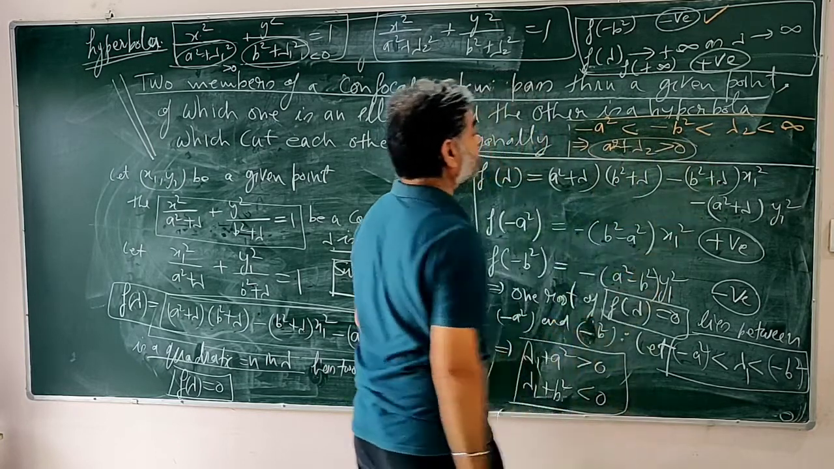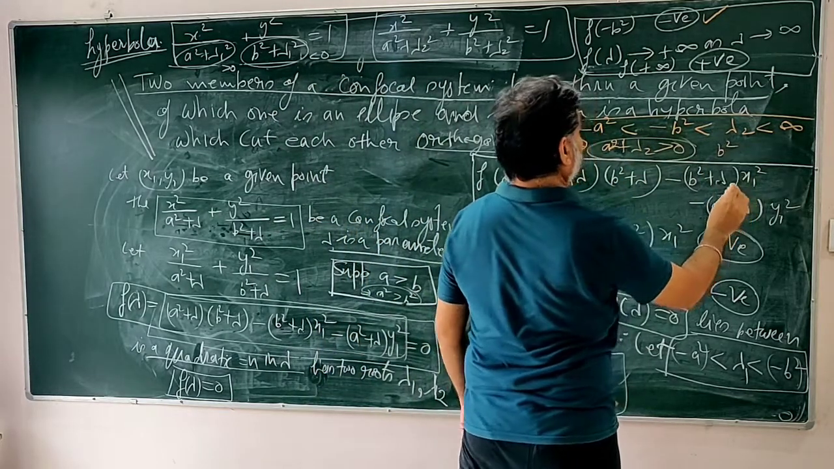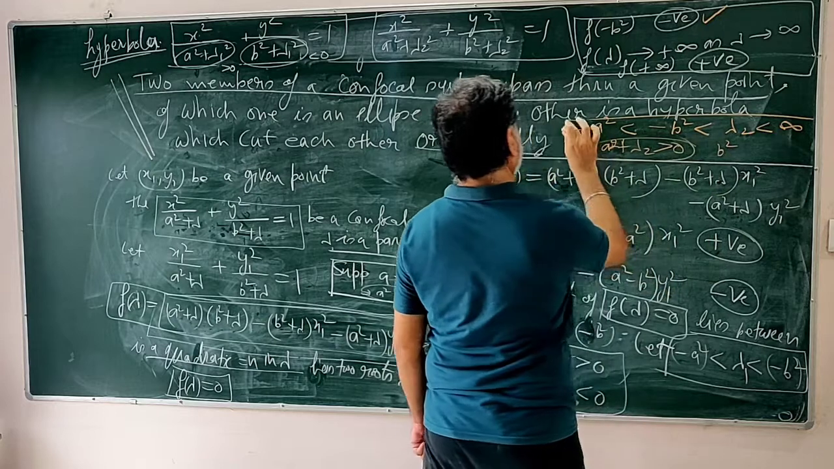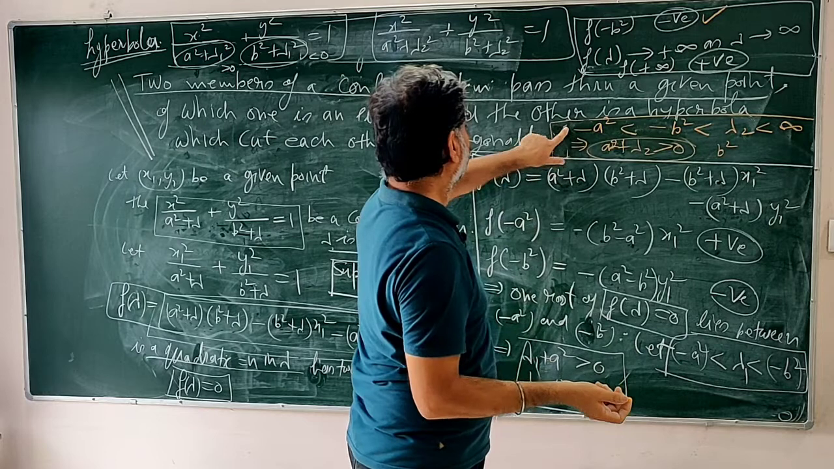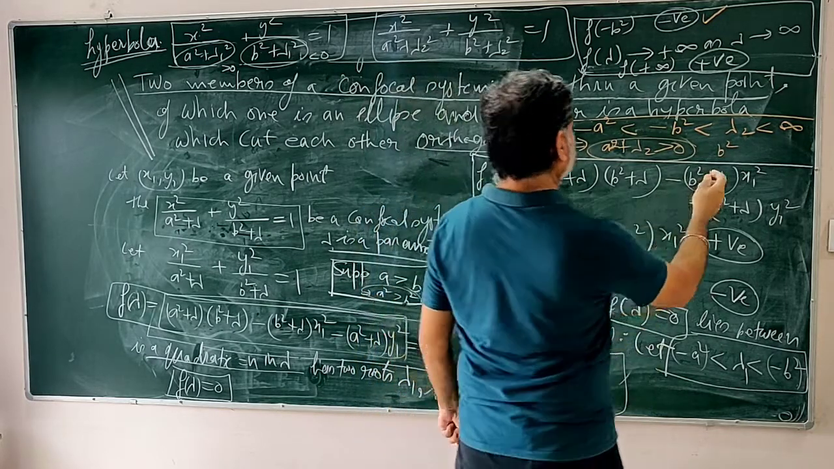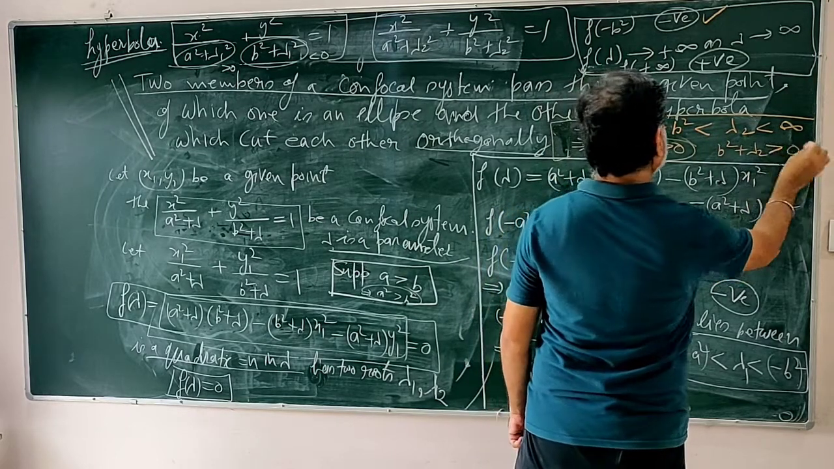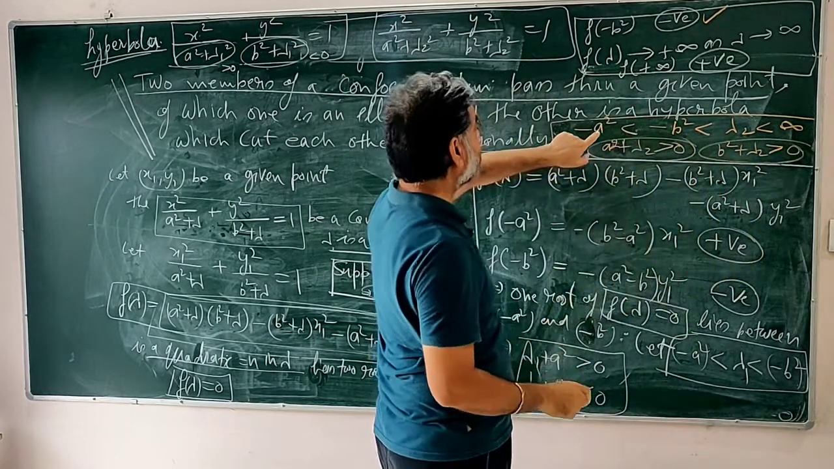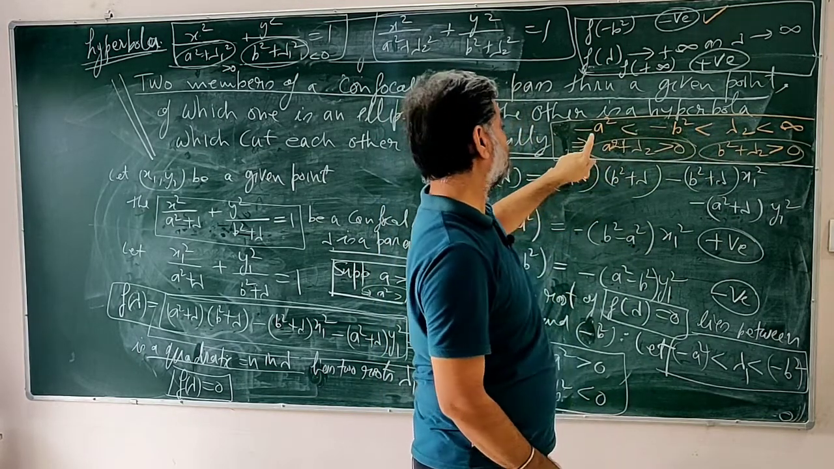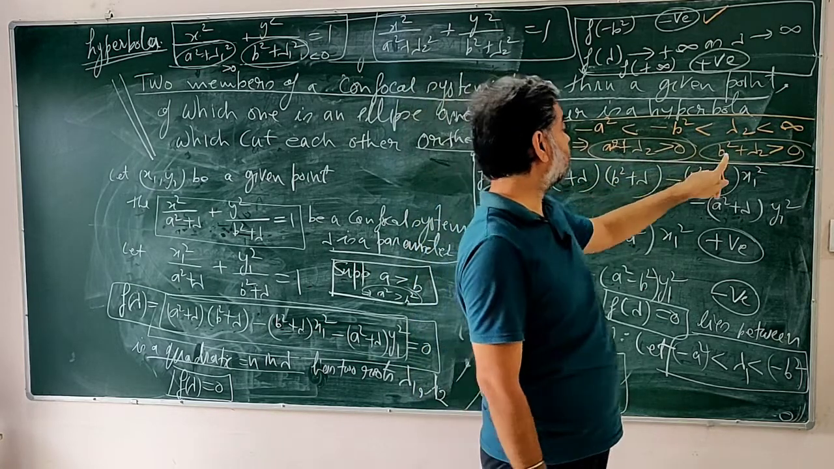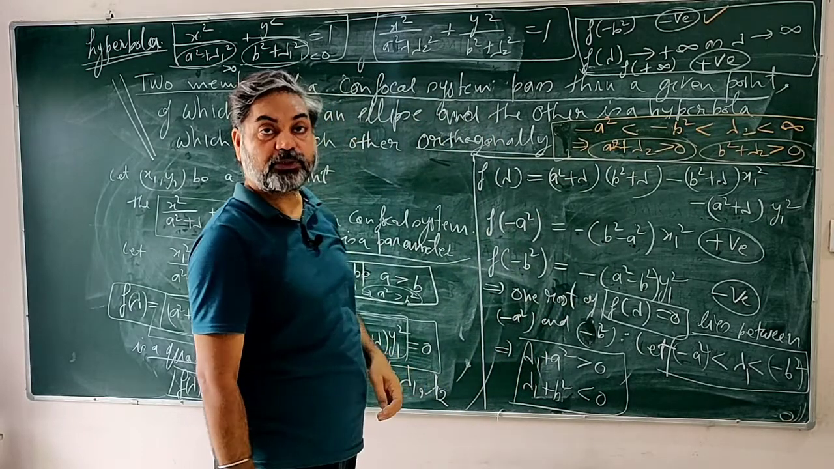You take this to the other side, that means a square plus lambda 2 is positive, and b square plus lambda 2 is also positive. This is easy to see. You see that minus a square is less than lambda 2, so that means 0 is less than a square plus lambda 2, and 0 is less than b square plus lambda 2. So a square plus lambda 2 is positive and b square plus lambda 2 is positive.